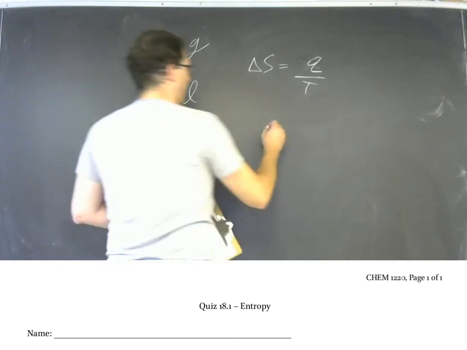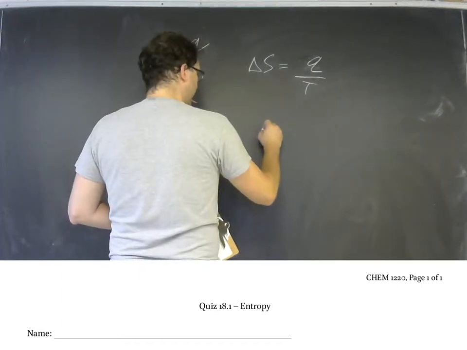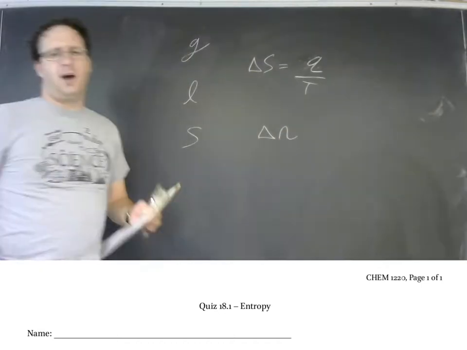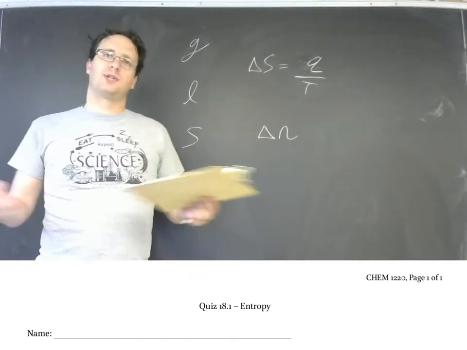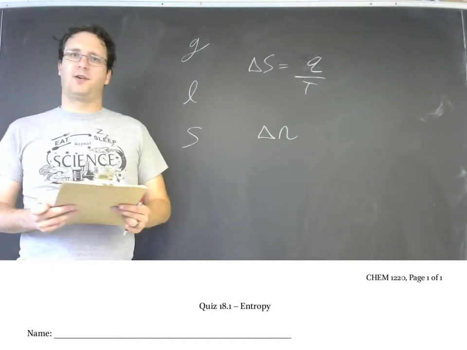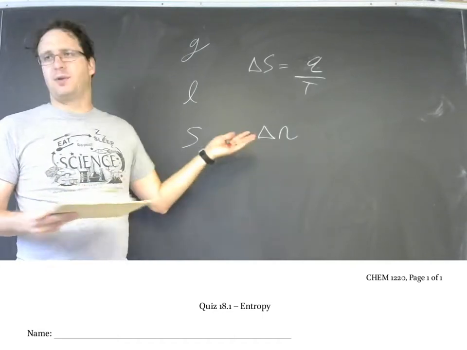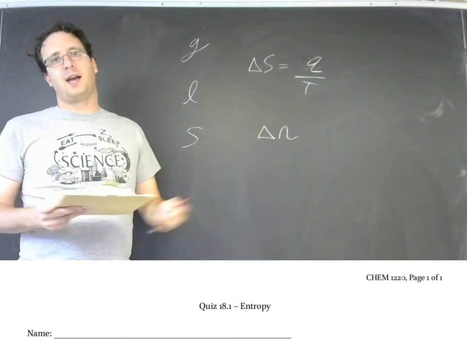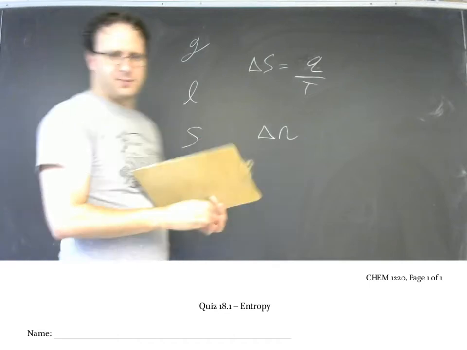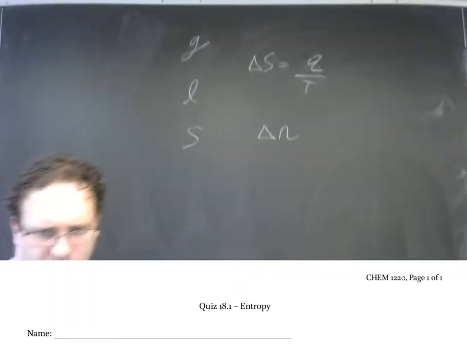And then delta N is going to be important. So if you produce more moles of product than you have moles of reactant, then you'll have a higher entropy. And this is particularly pronounced when you have aqueous or gas phase reactants which occupy a large volume. And so let's just look at question 1 here.